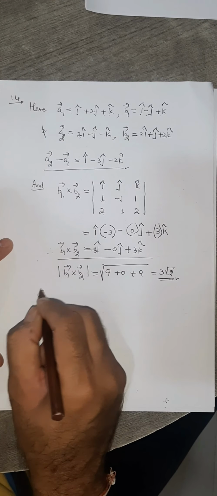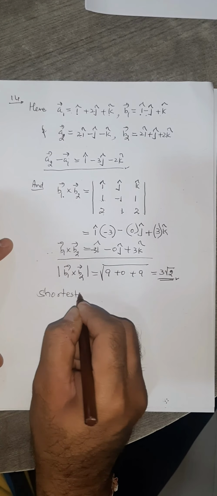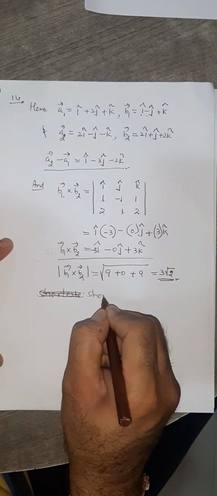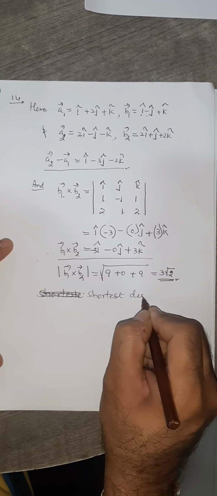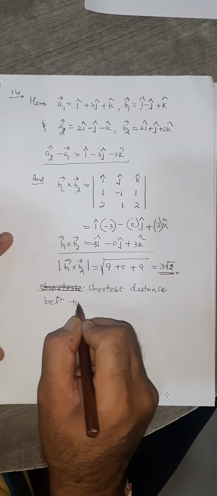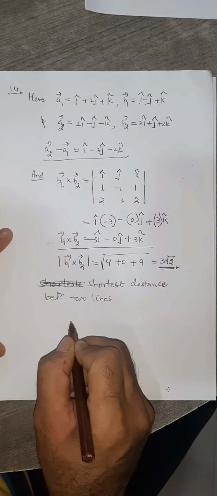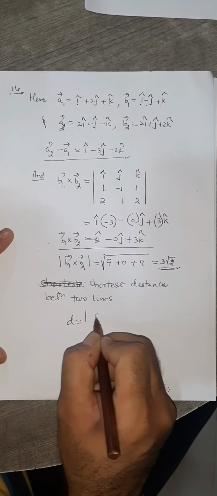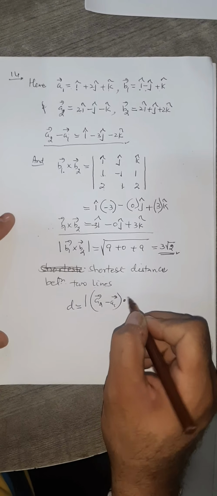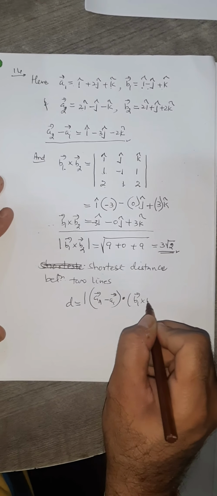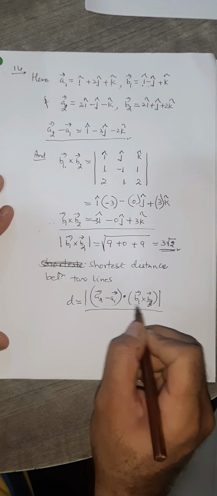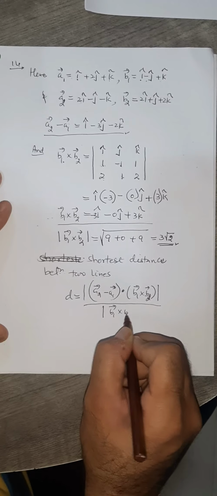Okay, so shortest distance between two lines, let me call that small d, which is equal to, the formula: vector a2 minus vector a1 dot the cross product b1 cross b2, upon the magnitude of b1 cross b2.